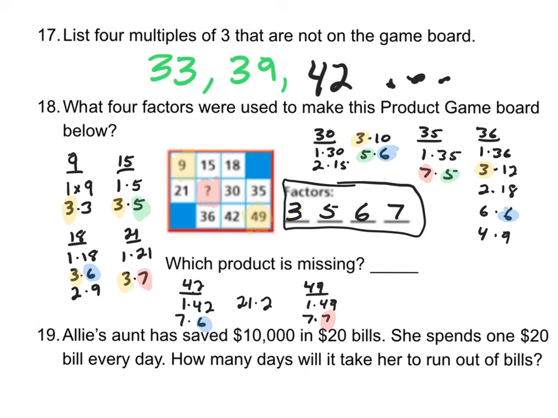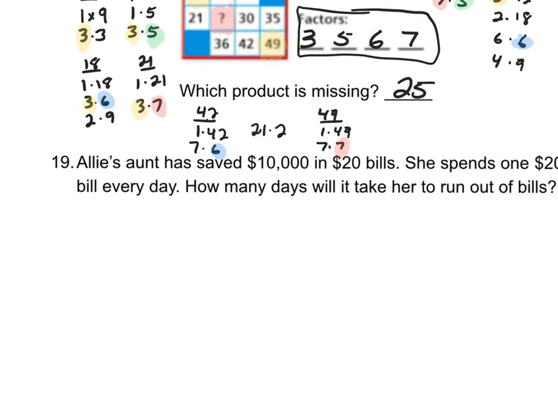So what would go here? Well, how about 25? 5 times itself would be 25. And that's the product that goes in that hole. It's kind of a tricky problem, I know. All right, let's do the last one.